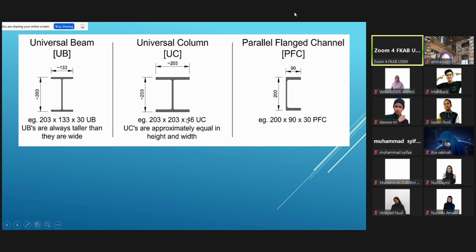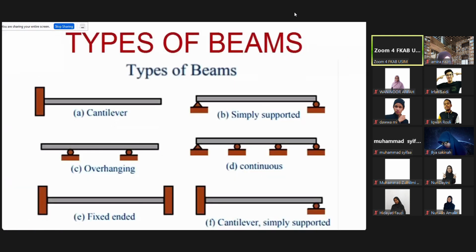This is some sample of the sizes. The flange channel will be a shorter dimension on both bottom and top, and then a longer dimension on the flange. This is some of the samples. Okay, let's see what are the types of beams. There are several types of beams which are commonly used in construction. We see each one of them.